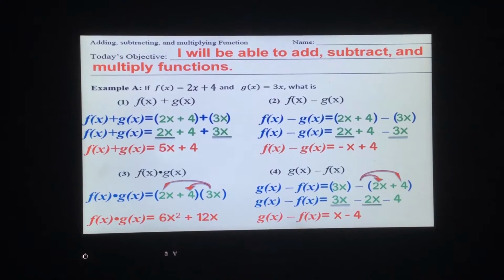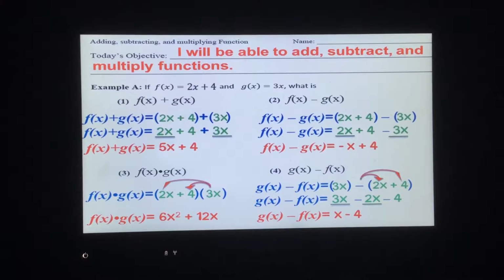All right? Now, hopefully you understood that, because now you're going to do the next ones on your own. So if you need to press pause, go for it.